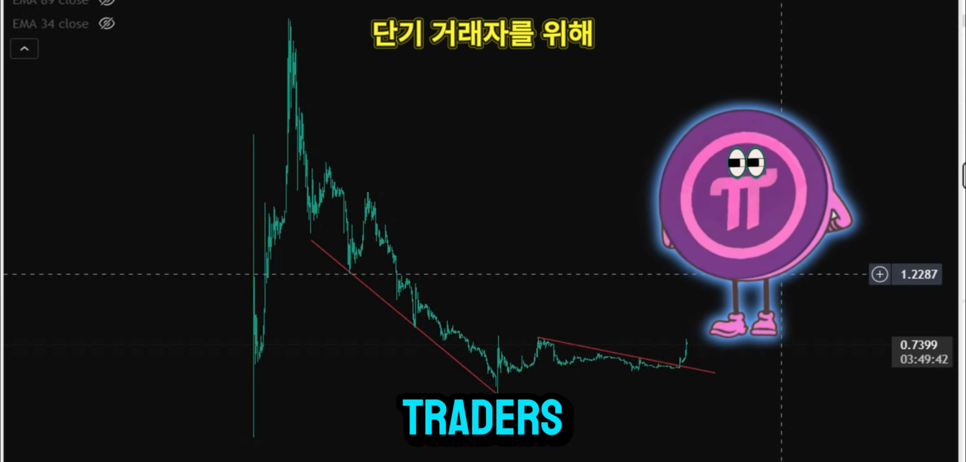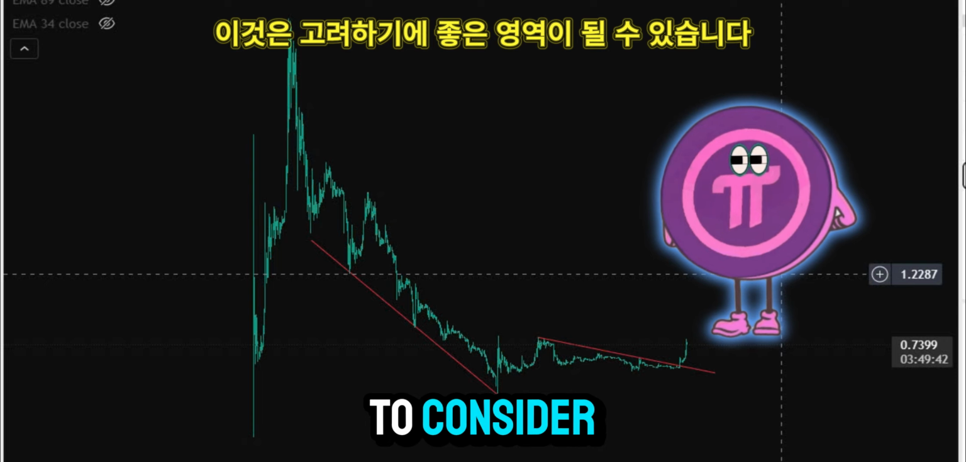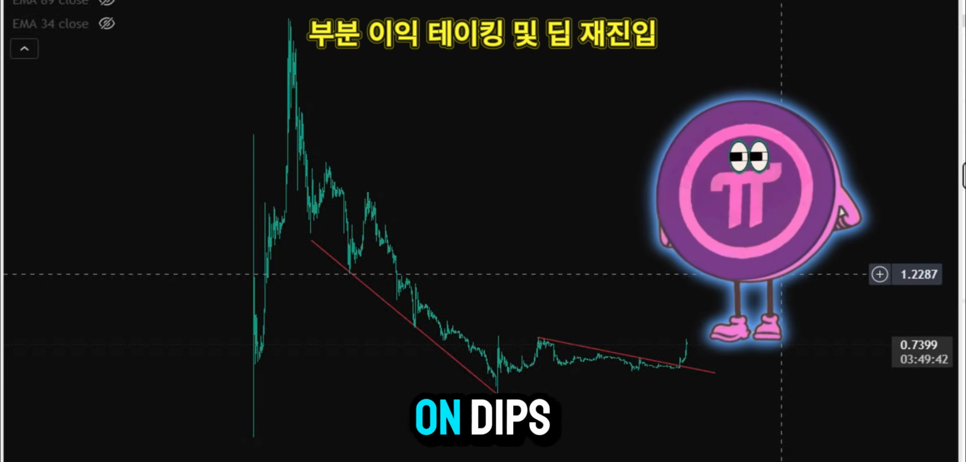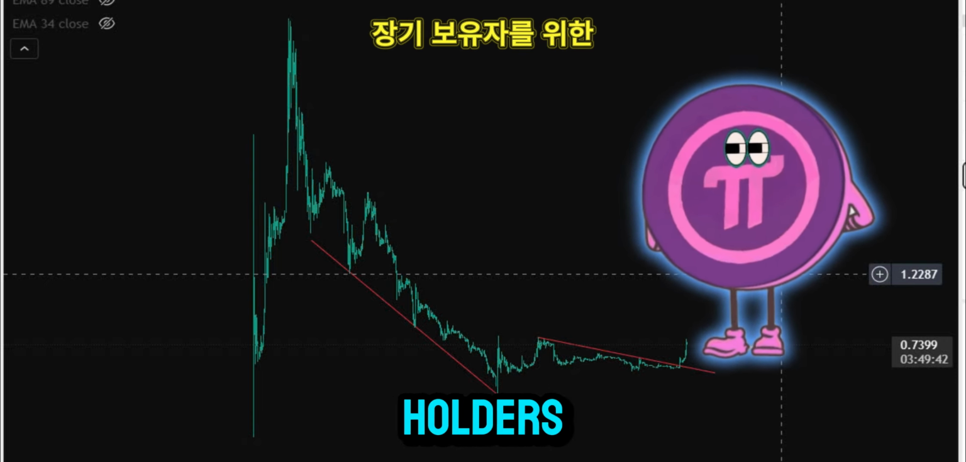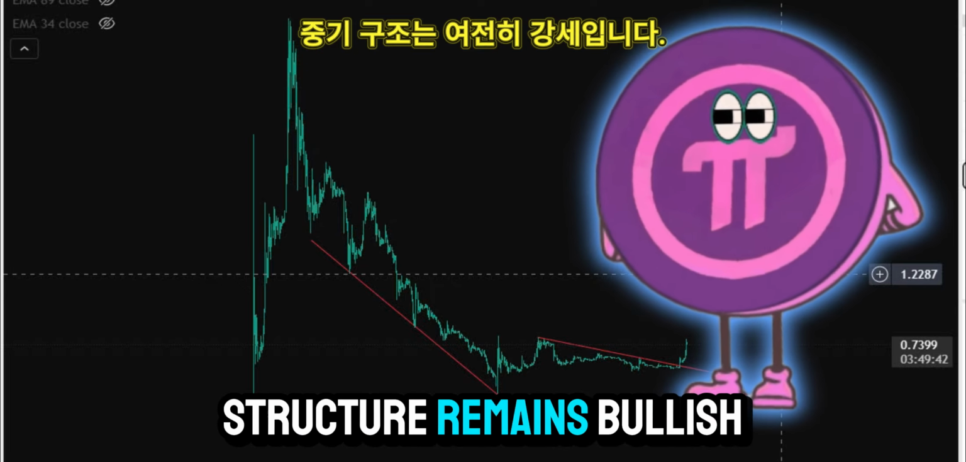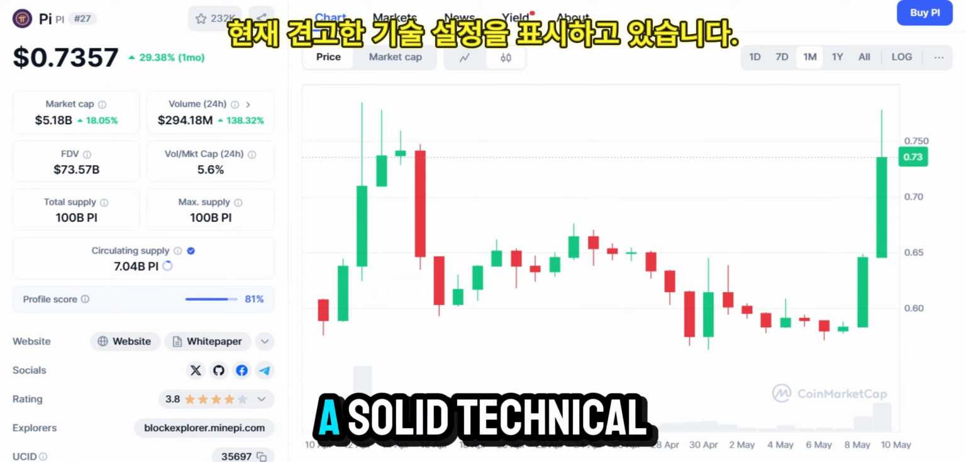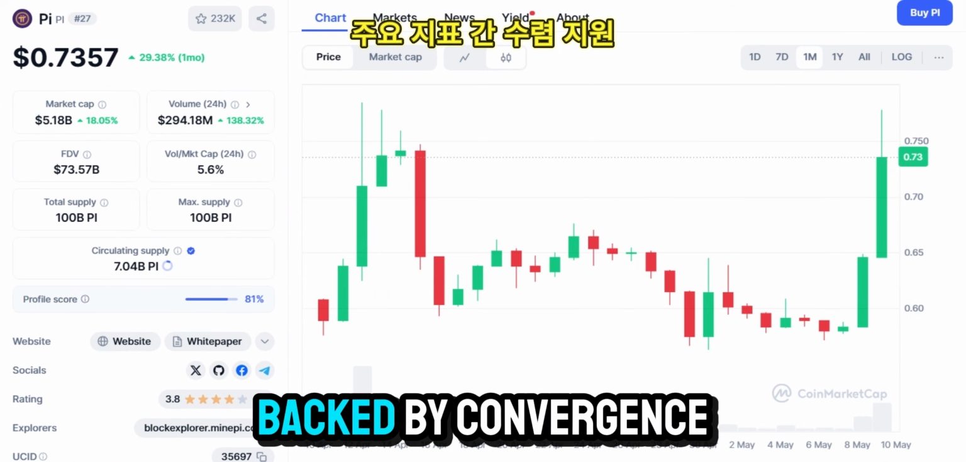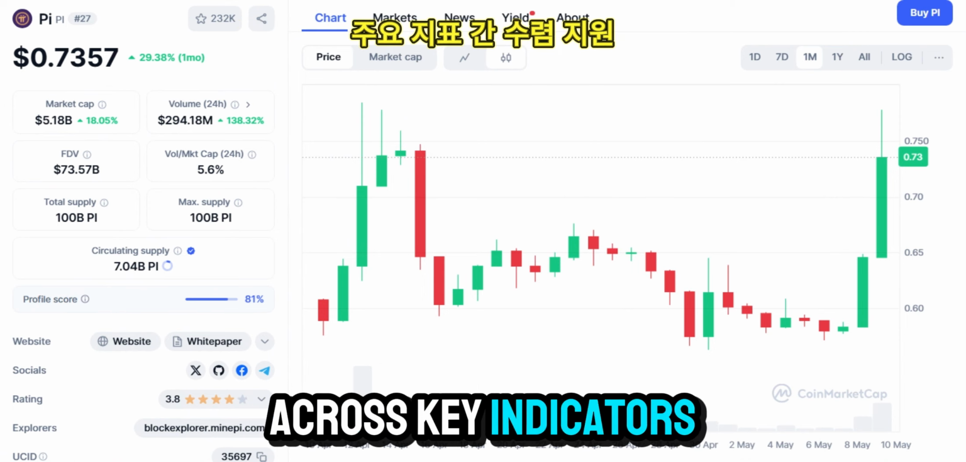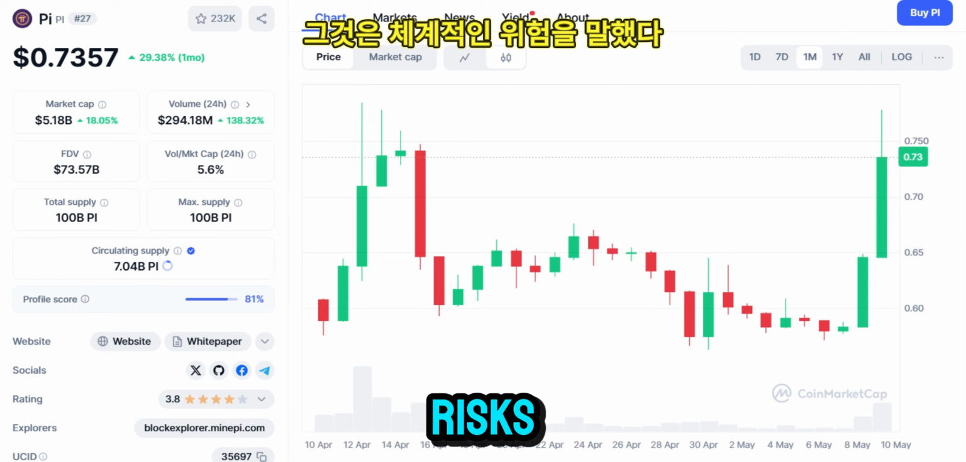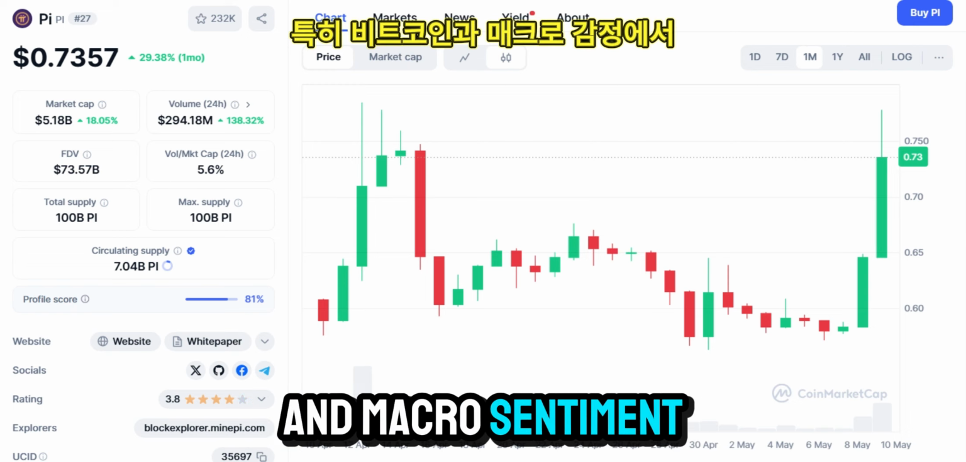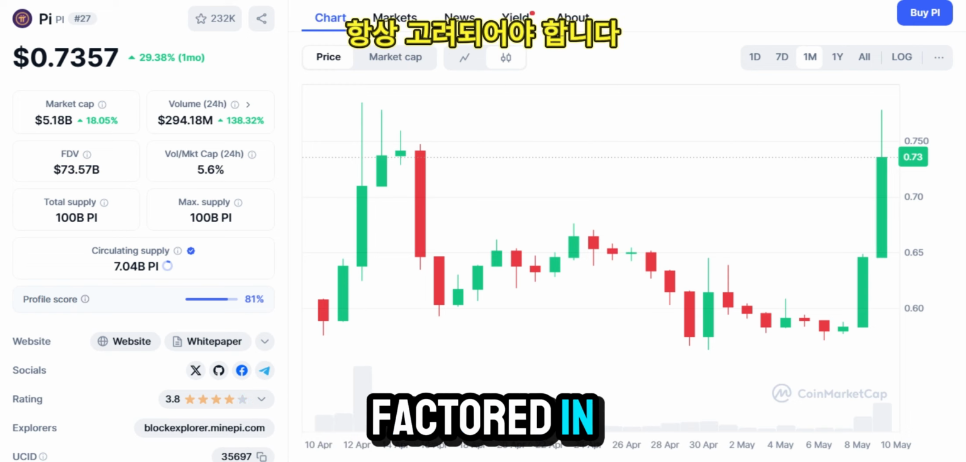For short-term traders, this could be a good area to consider partial profit taking and re-entry on dips. For long-term holders, the medium-term structure remains bullish. In summary, Picoin is currently displaying a solid technical setup, backed by convergence across key indicators. That said, systemic risks, particularly from Bitcoin and macro sentiment, should always be factored in.